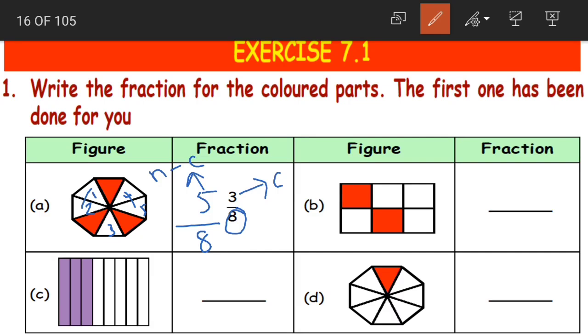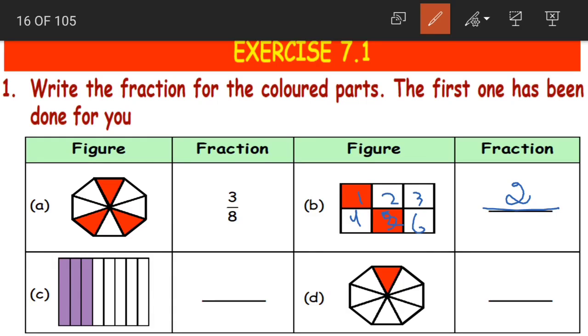Coming to question B. Now they have asked us to write the fraction for colored parts only, children. So write only for colored parts. Now how many colored parts do we have? 1 and 2. So 2 in the numerator divided by the total number of parts: 1, 2, 3, 4, 5 and 6. So 6 in the denominator. 2 by 6 becomes our fraction of the colored parts.